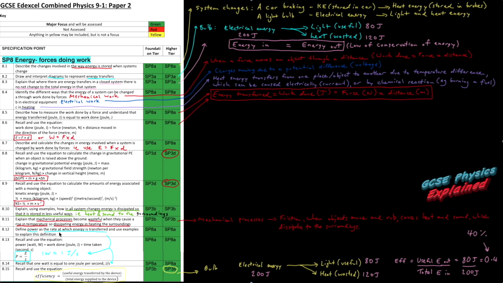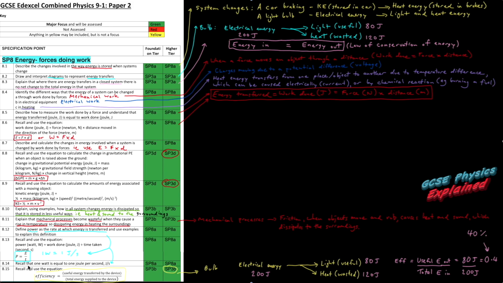Define power as the rate at which energy is transferred and use examples to explain this definition. For example, that ties straight in with this equation. The power equals energy transferred over time. Power is measured in watts and energy is measured in joules and time is measured in seconds. So 1 watt is equal to 1 joule per second.